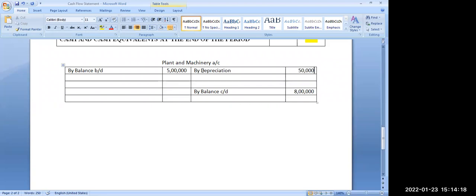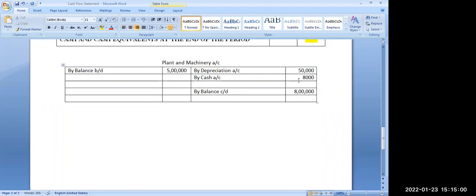But we still have some more information for plant and machinery. There was a plant sold. Look at point number 2: a piece of machinery was sold for rupees 8,000. If you sell the machine, will the value increase or decrease? It will decrease. Decrease means credit side. I might have received cash. This is nothing but cash inflow from investing activity. We are selling it for 8,000.